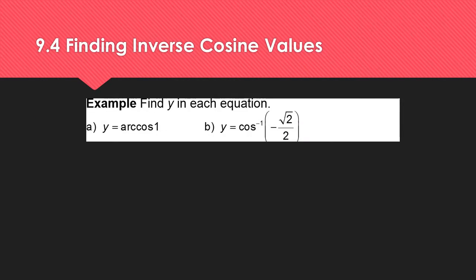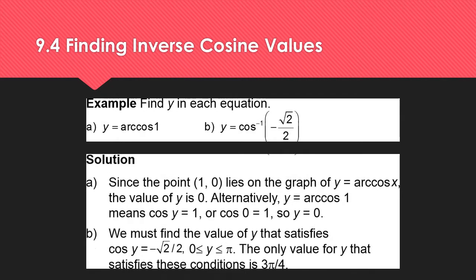Pause the recording, give it a try, and resume to check your answer. Okay, for the first one, arc cosine of 1, again, we have to look for angle values between 0 and pi, and that's going to be 0. For part b, again looking for 0 to pi, the only value that satisfies the arc cosine of negative square root of 2 over 2 is 3 pi over 4.